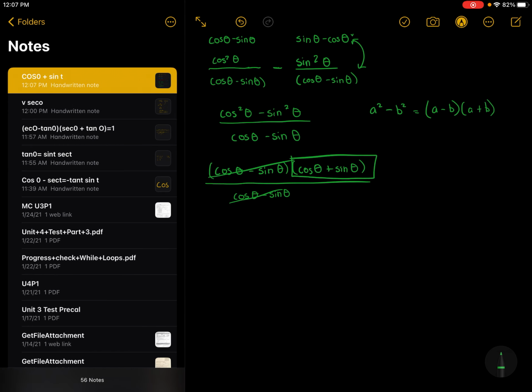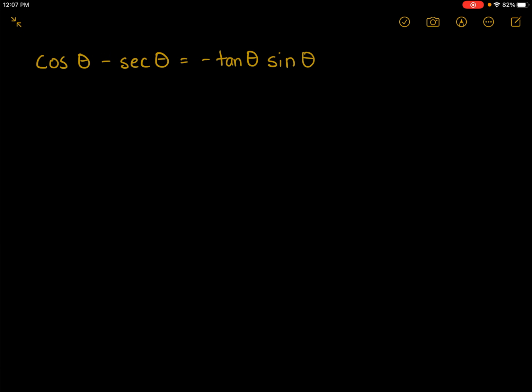And so the last one is cosine theta minus secant theta equals negative tangent theta sine theta. So for this one, I actually don't think it matters which side you choose. Let's choose the left side. So we're going to turn secant into 1 over cosine. So we're going to get cosine theta minus 1 over cosine theta equals the negative tangent theta sine theta.